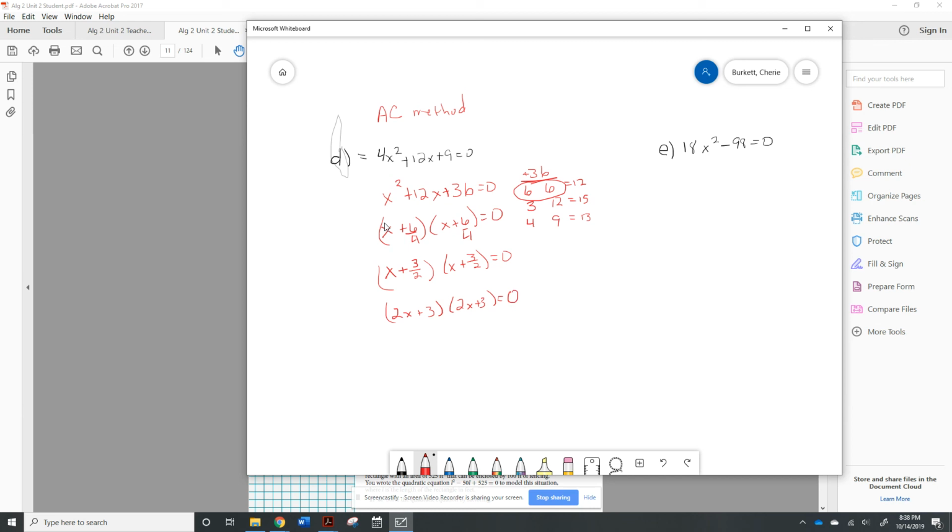And set them both equal to 0, where they're the same thing. So the answer is 2x is equal to negative 3. Divide by 2, divide by 2. x is equal to negative 3/2. And since this happened twice, this thing right here is called a double root.